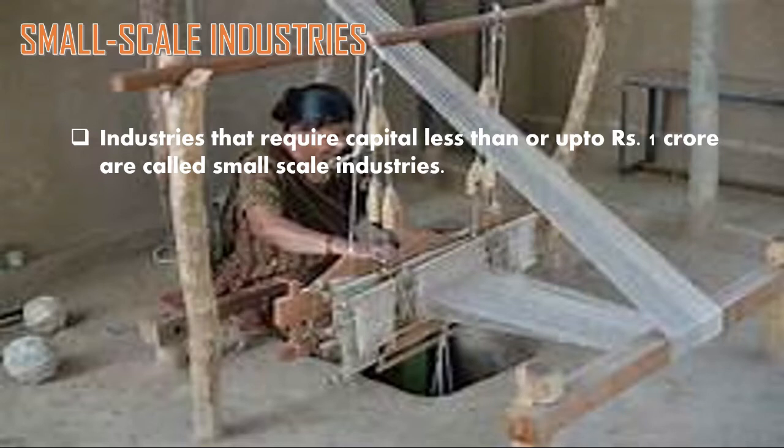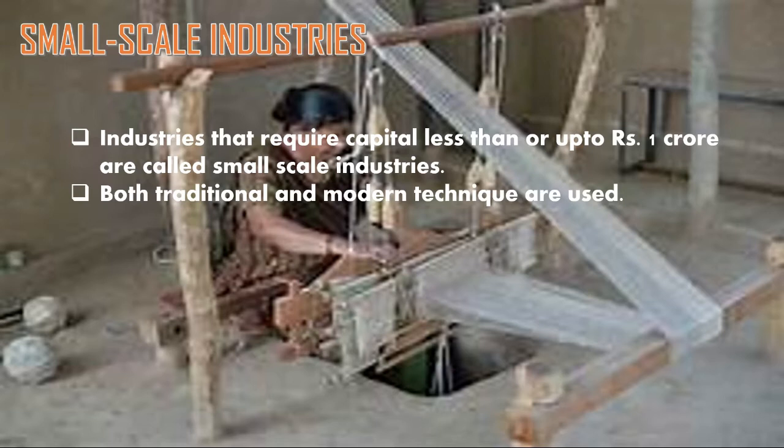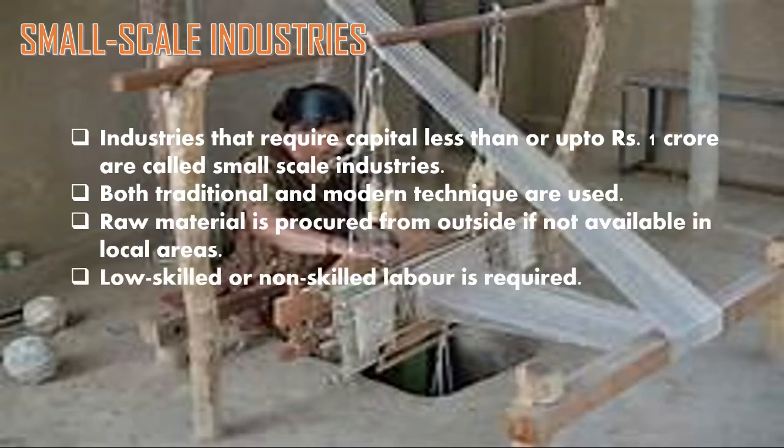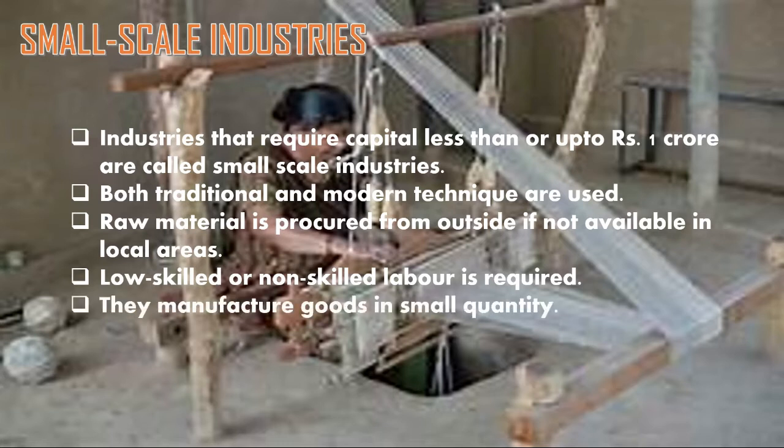These industries use both traditional and modern techniques. Here in the small-scale industries, the raw material is procured from outside if it is not available in local areas. Coming to the labor, here we will see that low-skilled or non-skilled labor is required. Mainly, they manufacture goods in small quantity, so the production is quite low. Examples of small-scale industries are Khadi and Gur industries.